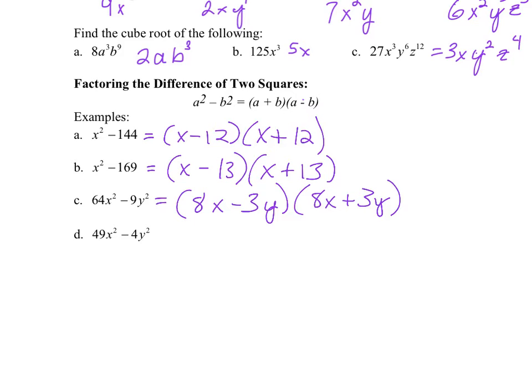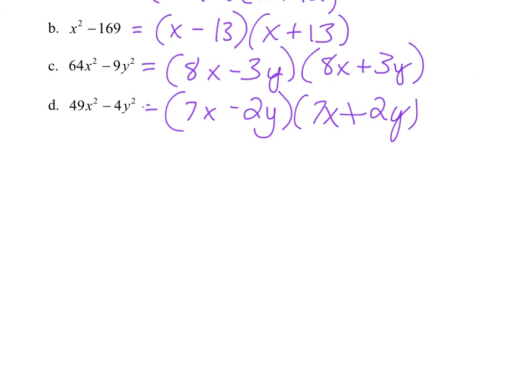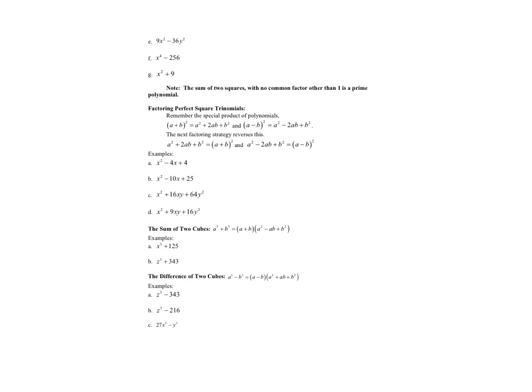For D here, we have the square root of 49 is 7. x minus the square root of 4 is 2y. And that's going to be 7x plus 2y. Okay. So now we move on to our second page.